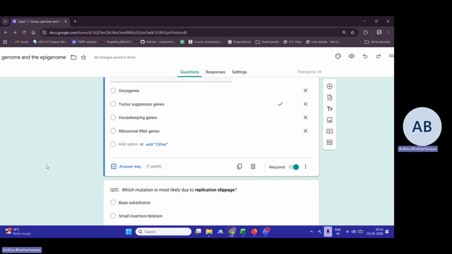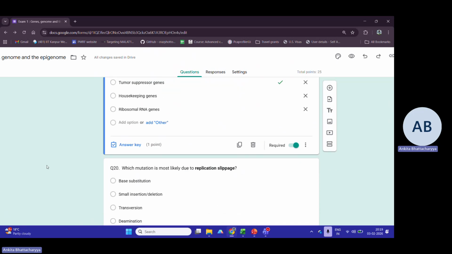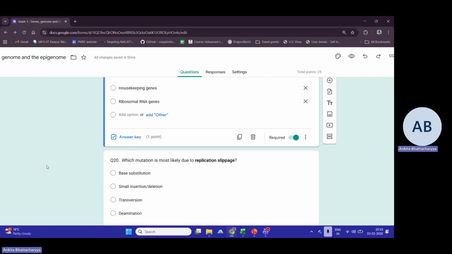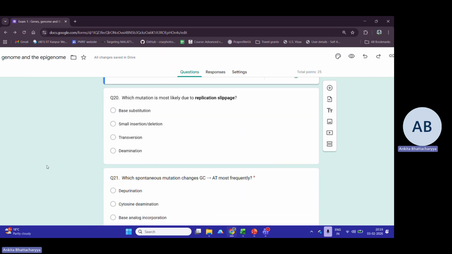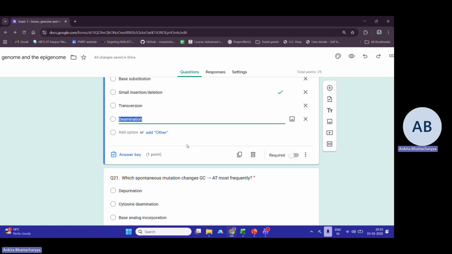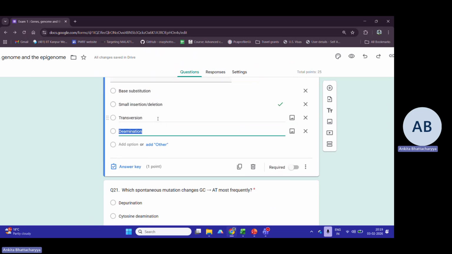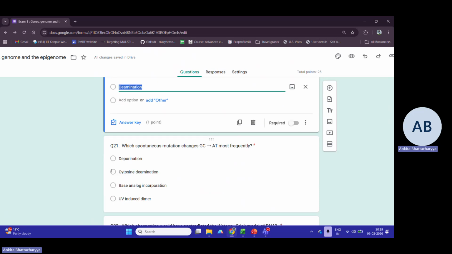Now, which mutation is most likely due to replication slippage? So, base substitution, small insertion, deletion, or indels, transversion, or deamination. So, most commonly, replication slippage is going to lead to insertions or deletions, or the random insertion of a base, or the random exclusion or deletion of a base from a sequence. So that is what you will most commonly observe.